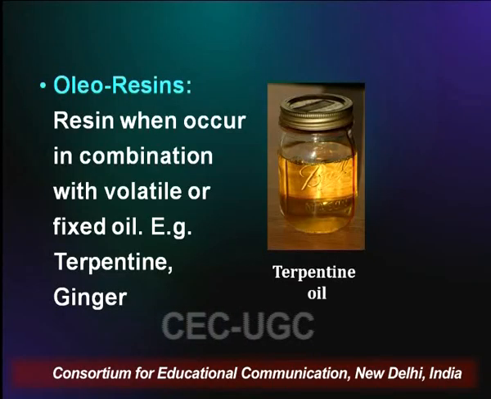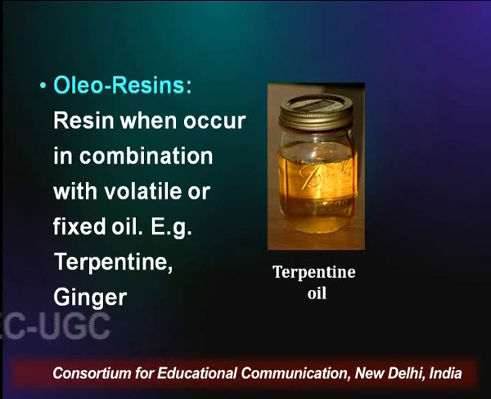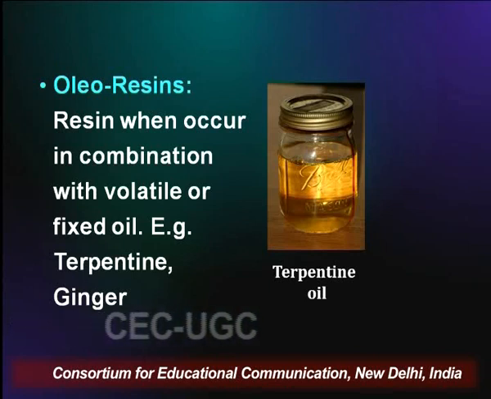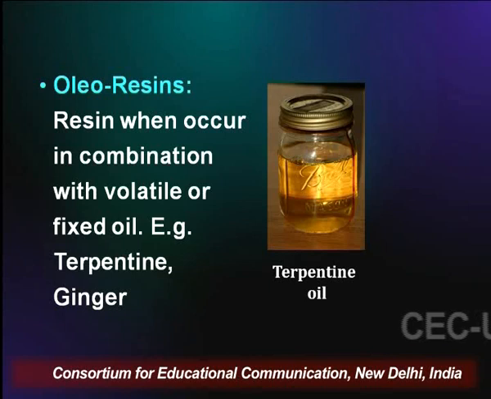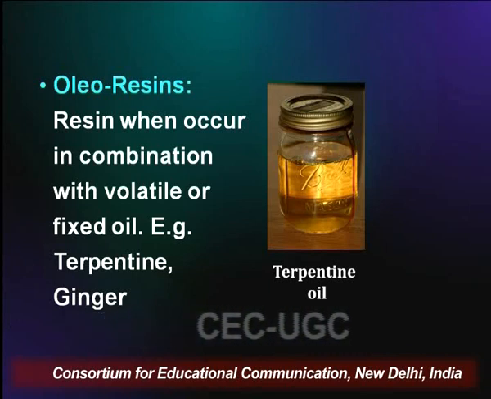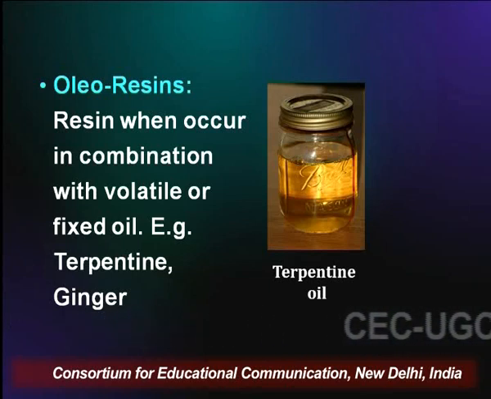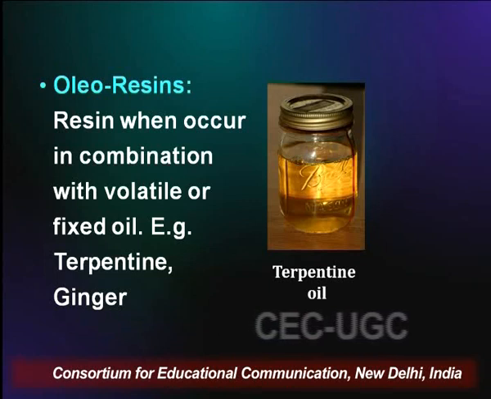Next we have the oleoresins. As their name indicates, oleo means oil. Whenever the resin occurs in combination with oil, that is, whenever the volatile oil or the fixed oil forms the major portion of the resin, such resins are known as oleoresins. And as we discussed, whenever the volatile oil is the major component of the resin, then mono and sesquiterpenoids are the major components of that particular resin.